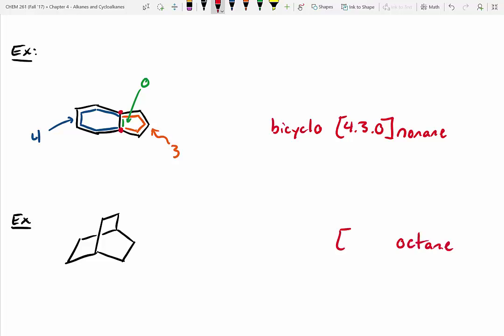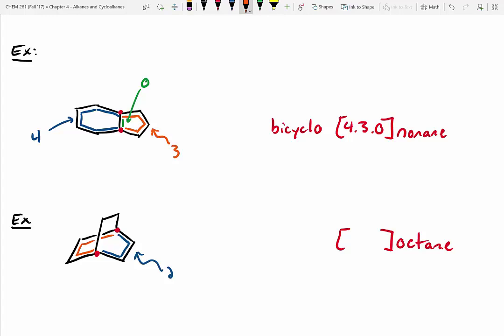We want to fill in the brackets here. So let's identify our longest carbon path, going from this red bridgehead to this red bridgehead. In this case, it doesn't really matter which one you pick. You've got a 2-carbon bridge on this side, or you've got a 2-carbon bridge on that side.